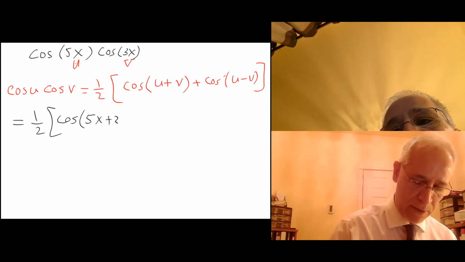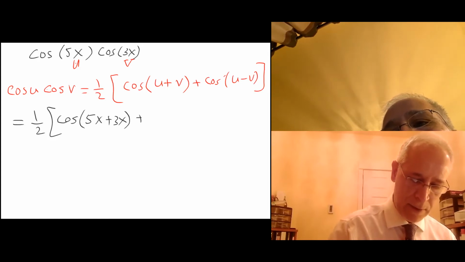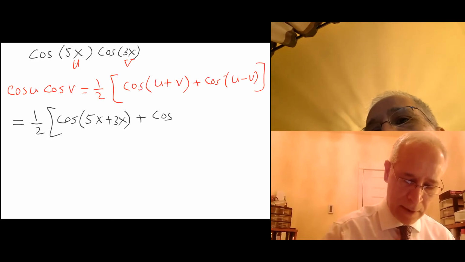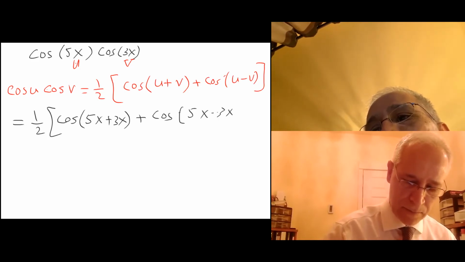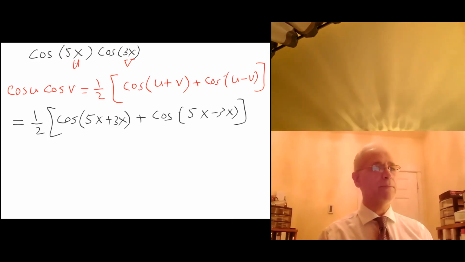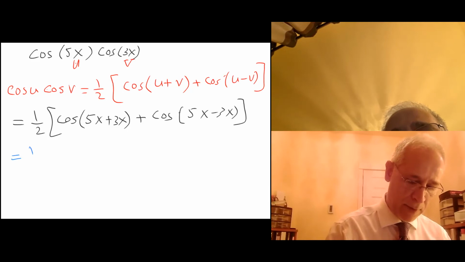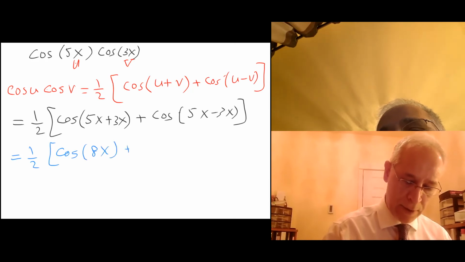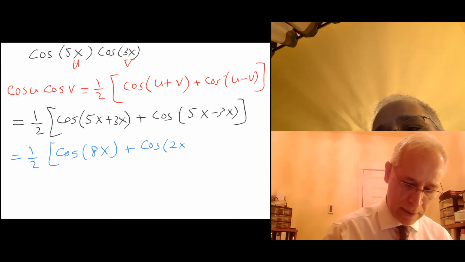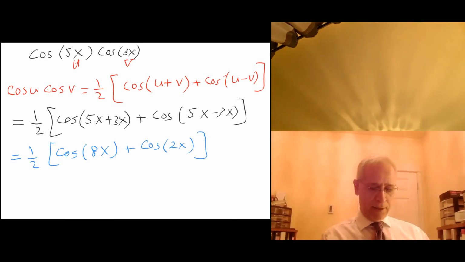5x plus 3x plus cosine of 5x minus 3x. Okay, let's simplify this. Equals 1/2 cosine of 8x plus cosine of 2x. And let's see, that is it.